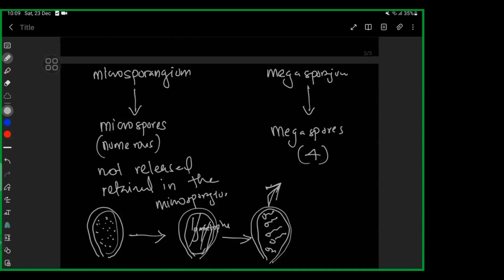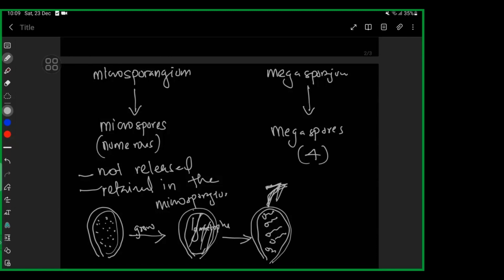Okay. So it's not the typical thing. It's a little bit different. These microspores are not released. They are retained in the microsporangium, cannot go outside, but develop inside. The microspores develop into the gametophyte, and the gametophytes develop into the sperms, and only then the sperms are released. Okay, this is the male part. Now we'll go to the female part.